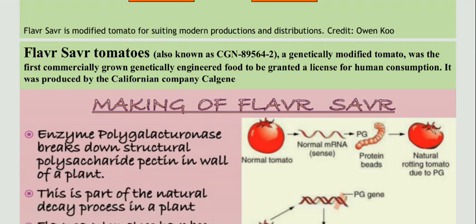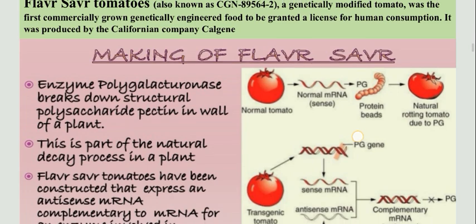Flavr Savr tomatoes, also known as CGN. This genetically modified tomato was the first commercially grown and genetically engineered food to be granted a license for human consumption. It was produced by the Californian company called Calgene.